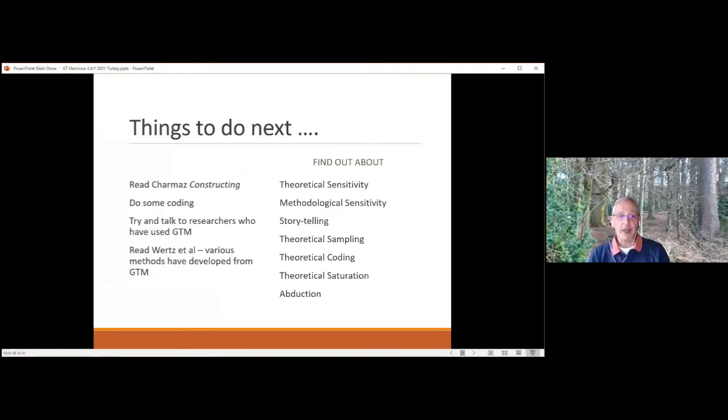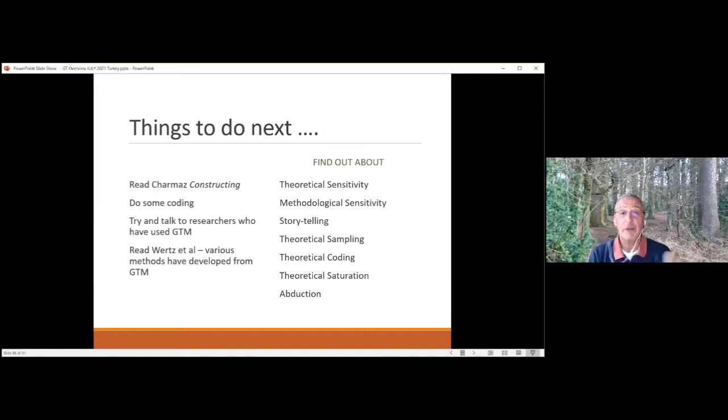So, things to do next. Well, if you haven't read Kathy Charmaz's Constructing Grounded Theory, do. 2006 was the first edition. There was a second enlarged edition in 2014. She wasn't all that happy with some aspects of that and was working on a third edition before she died. And she was ill for quite some time. A third edition is going to come out. She'd already asked somebody to revise it and put it out. I hope it will be coming out soon.